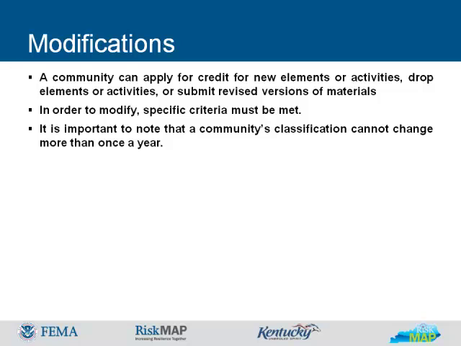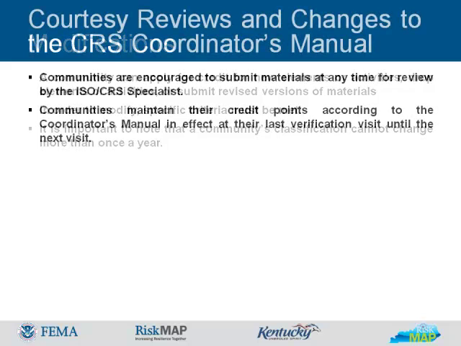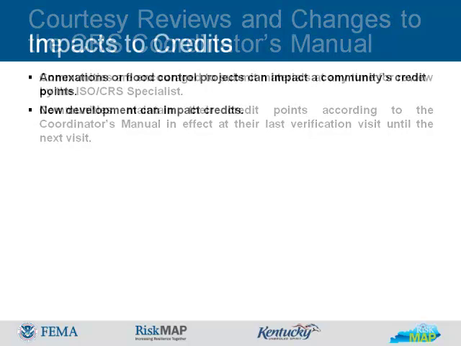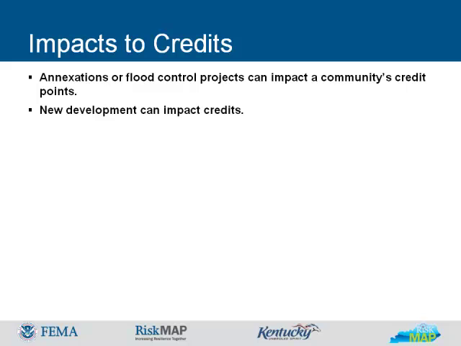If a community is modifying an activity previously applied for, its submittal must include documentation for both the new elements of the activity and those that were previously credited, if still being implemented. The ISO CRS Specialist verifies only the activities being modified and reviews the rest at the next cycle verification visit. Communities are encouraged to submit materials at any time for review by the ISO CRS Specialist. Communities maintain their credit points according to the Coordinator's Manual in effect at their last verification visit until the next visit. Annexations or flood control projects can impact a community's credit points. New development can also impact credits.